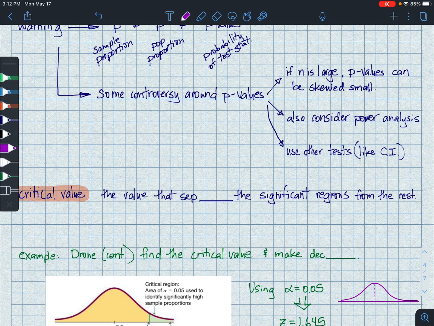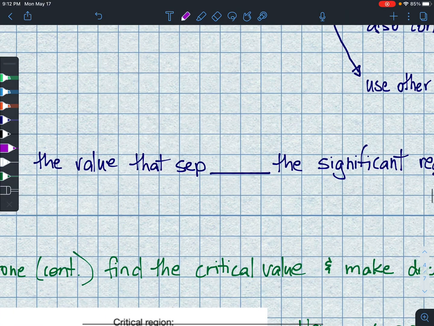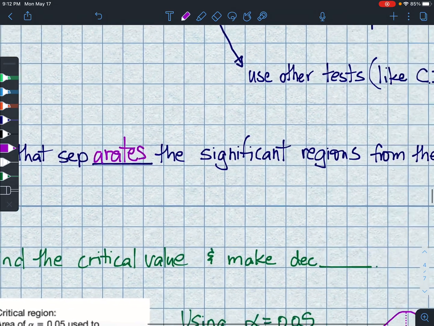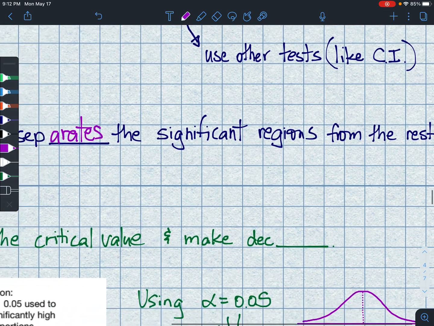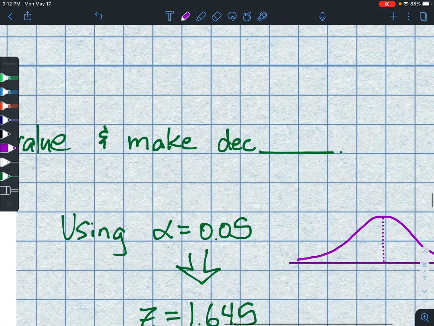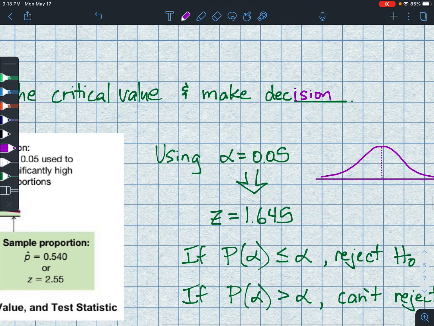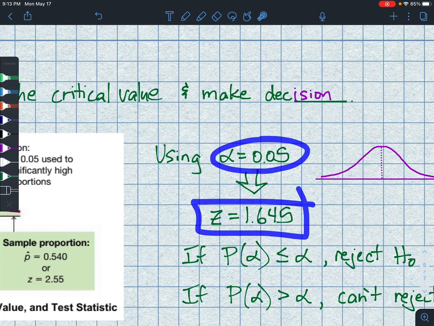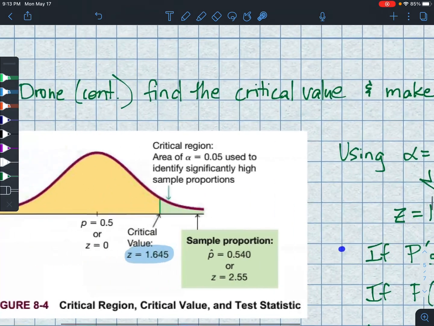All right, what are critical values? Remember, it's the value that separates the area that is significant from the rest. So in our drone problem, we find the critical value and make our decision. Therefore, we use our alpha. Remember, this is our rejection region, 5%, and that's going to get us a z-value of 1.645.